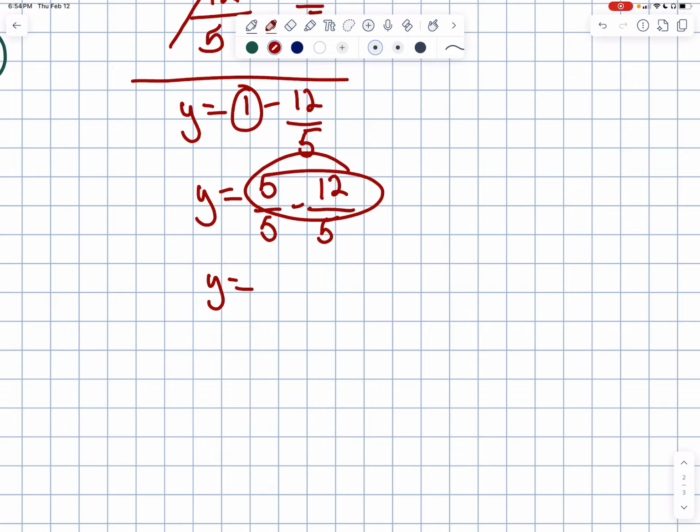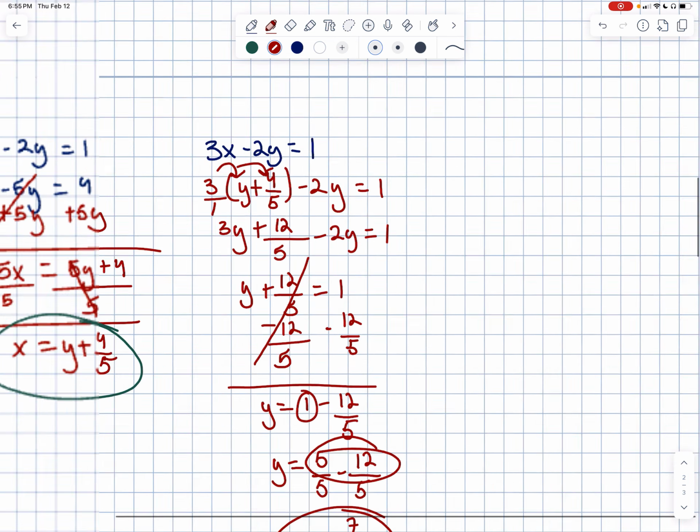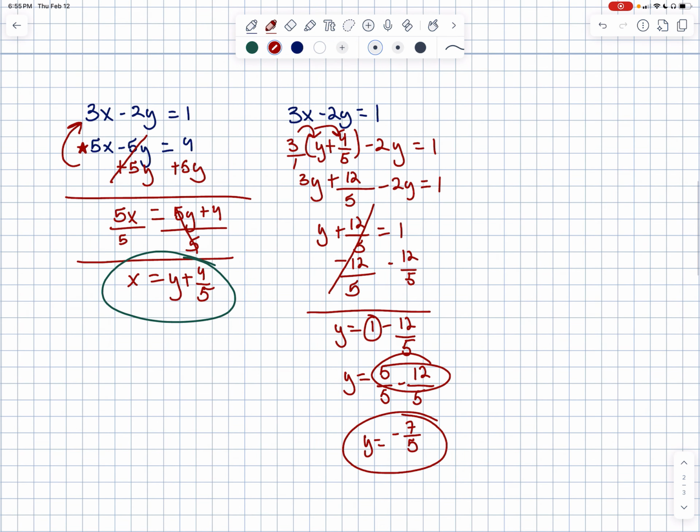Okay, 5 minus 12. Negative 7 over 5. Let me fix that. Y equals negative 7 over 5. Okay, so that's our answer. We got y by itself. Now we need to get x by itself.